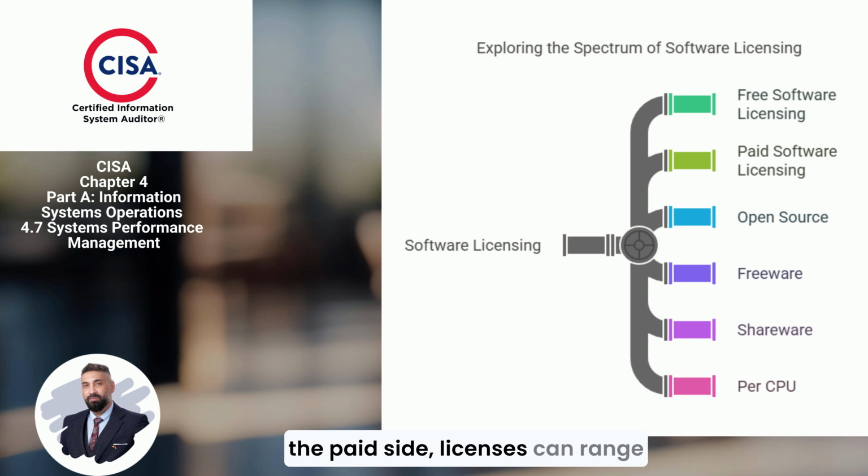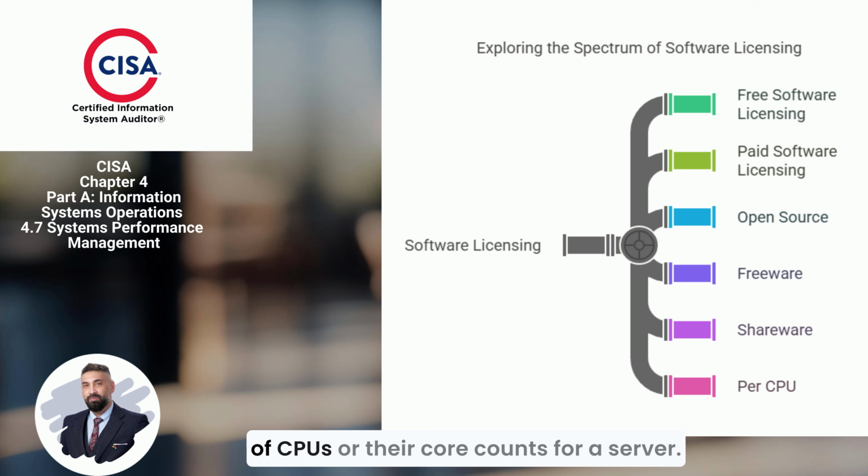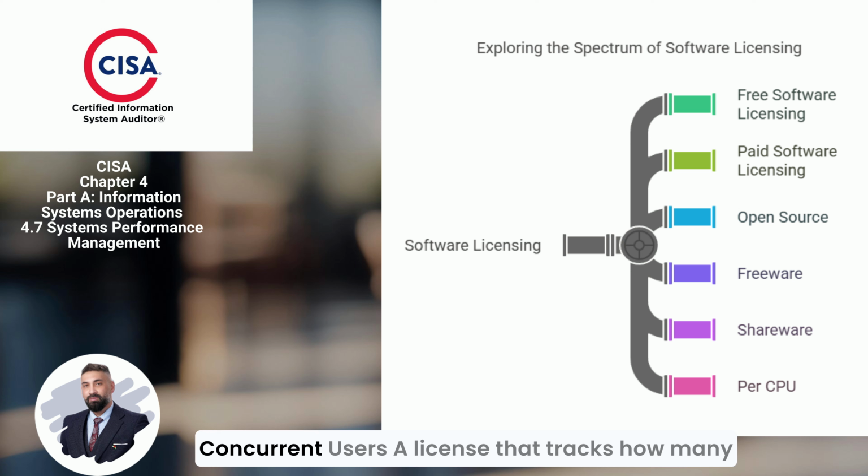Types of paid software licensing. On the paid side, licenses can range from individual users to large enterprises. Per central processing unit, CPU, licensing depends on the number of CPUs or their core counts for a server. Per seat, charges are based on the number of individual users. Concurrent users, a license that tracks how many users access the software at a specific time.